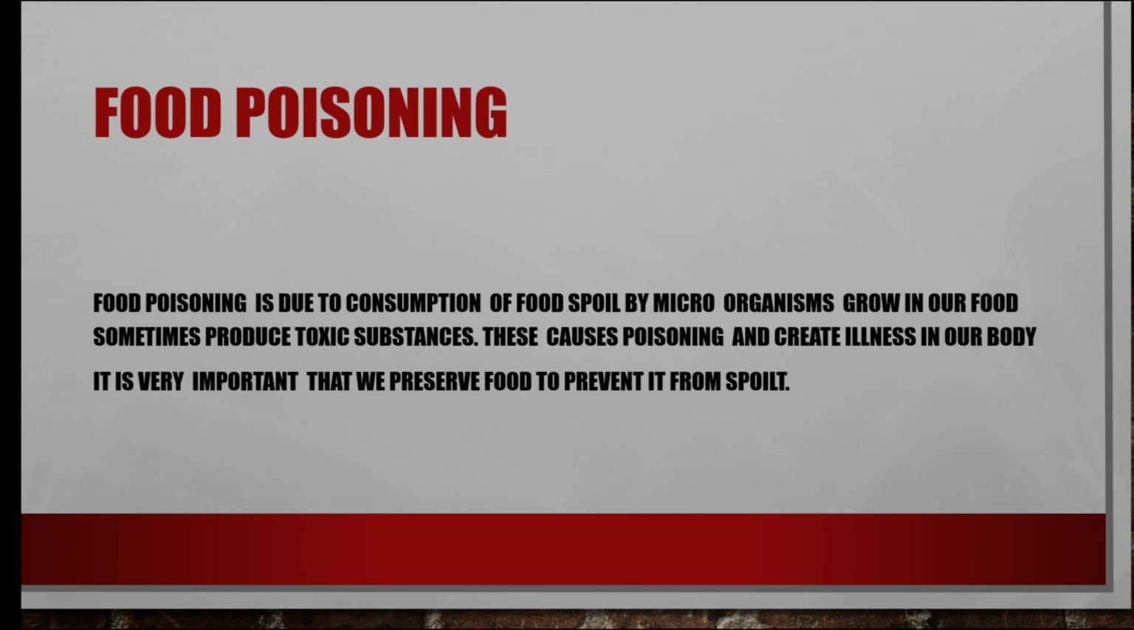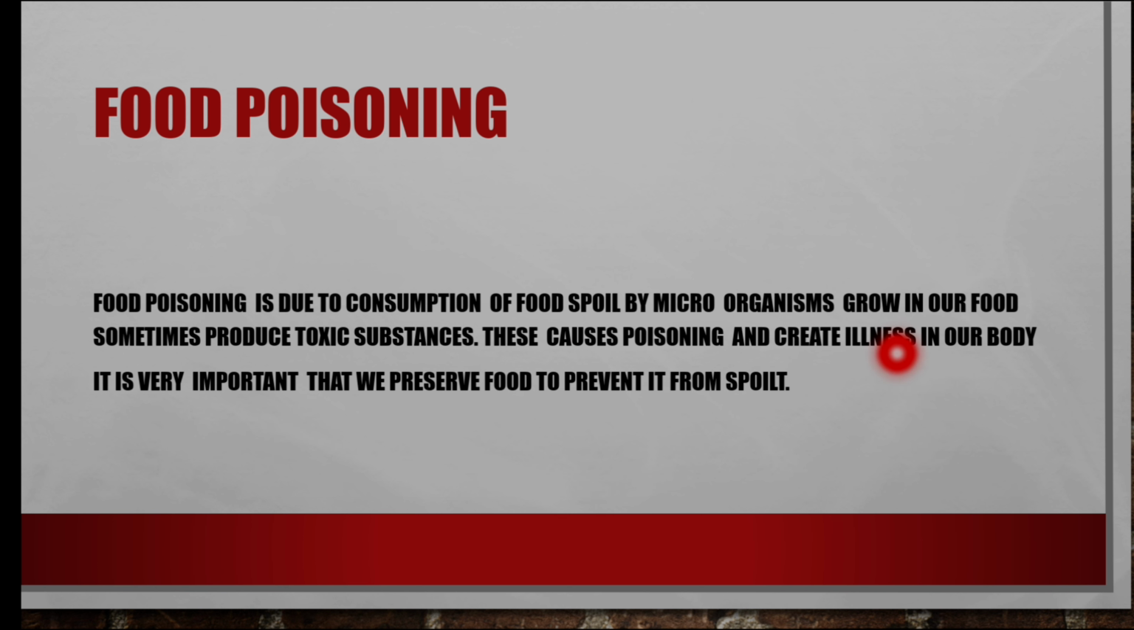Next, let us see another topic, food poisoning. Microorganisms feed on uncovered food and cooked food, which causes illness in human beings. Food is contaminated by microorganisms. It causes severe illness in human beings. Food poisoning is due to consumption of food spoiled by microorganisms that grow in our food and sometimes produce toxic substances. These cause poisoning and illness in our body. It is very important that we preserve food to prevent it from spoiling.